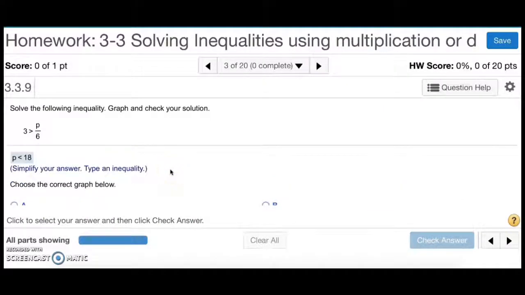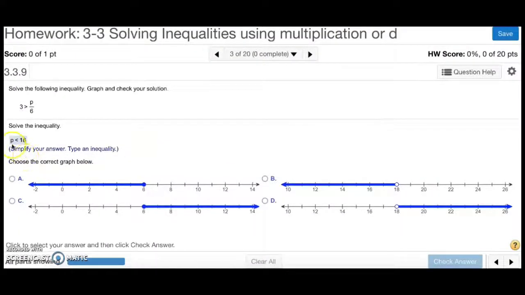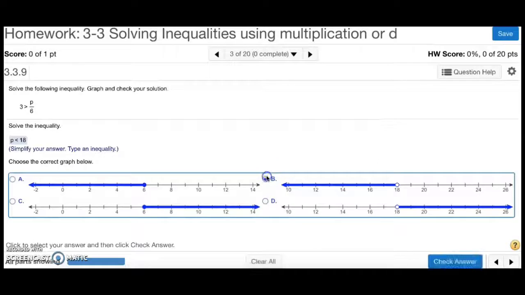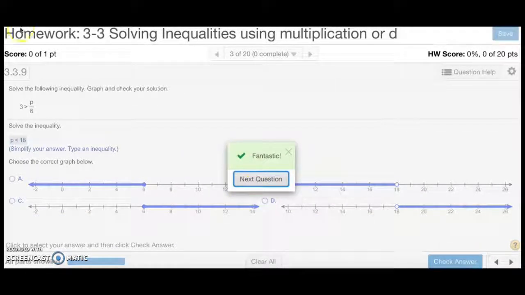Now graphing it, since we see it being on the left with the letter, go by the way it's pointing, it's pointing to the left. And since there's no line under it, it's an open circle going to the left at 18, so that's going to be B. So that will be the answer for 3.